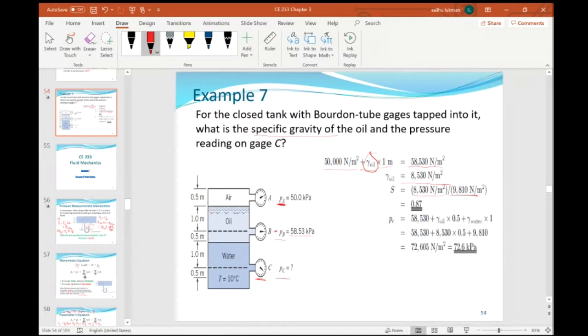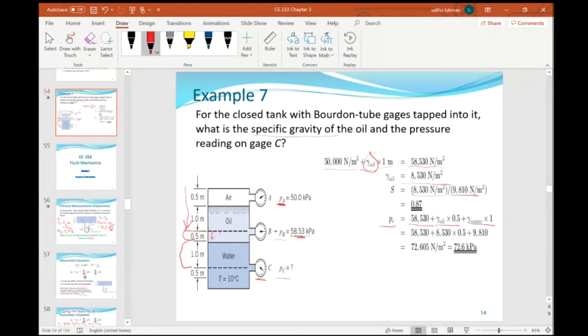Okay, which is giving us the weight of all the fluid acting on this area. So we just add the pressure at B with the weight of oil 0.5 and the weight of water 1 meter. Simple. So PC is going to give us PB, which is this one, plus the pressure due to 0.5 meter of oil plus 1 meter of water. Simple.